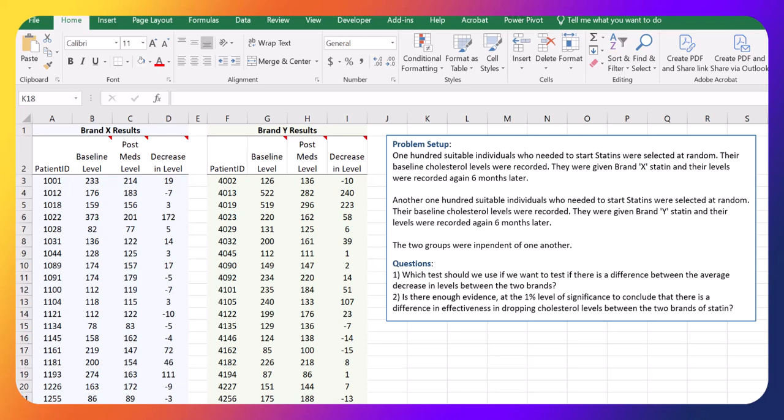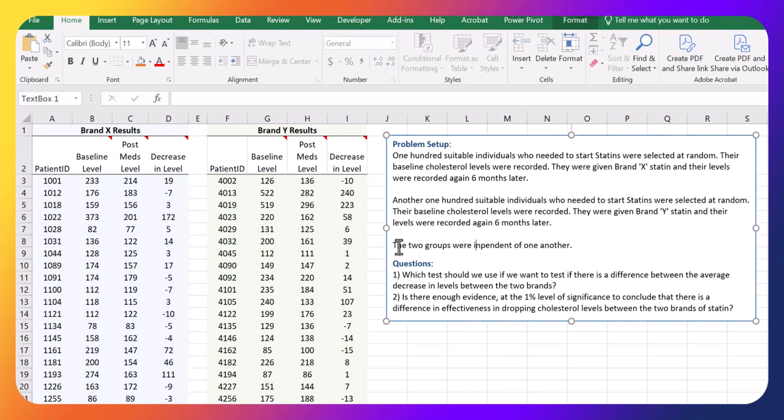In this example, I'm going to go through testing for differences in two samples where the two samples are independent of one another. So similar to my last video, I'm going to go through statins that decrease people's cholesterol levels. Different than in the last video though, in the last one, we were looking at the same individuals before and after they started a certain brand of statin. In this case, we're going to compare results between two different brands.